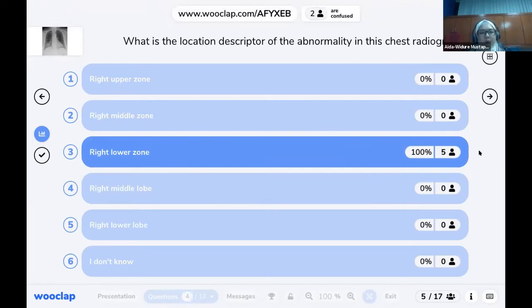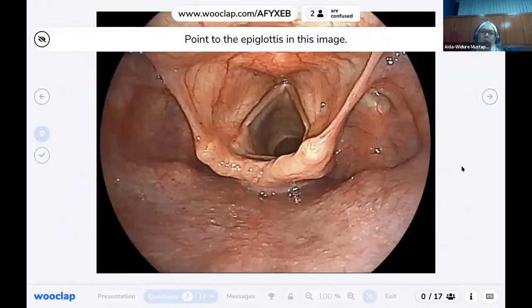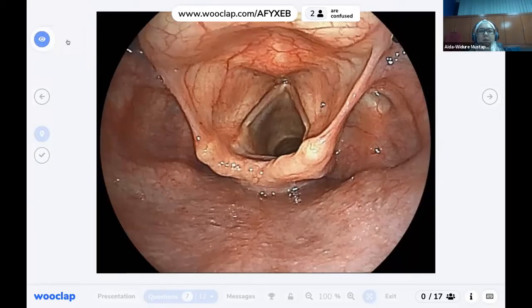Okay, so most of you have answered this. So this is again an opportunity for me to reveal the correct answer and then do discussions on it. So let's move on to another example. Now this one I think is upside down. I'm not an expert in endoscopy, but where do you think the epiglottis is? So you can point it on the image.